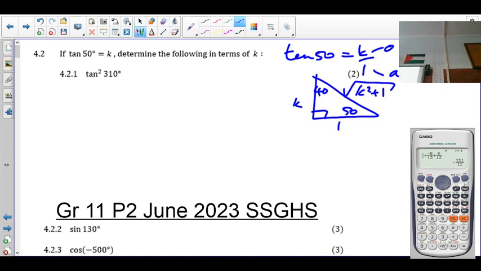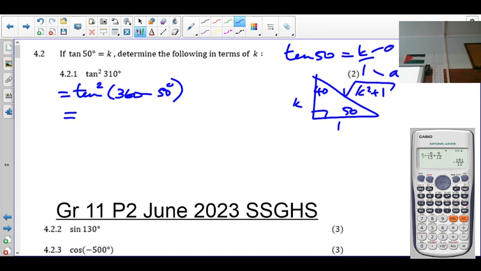So let's look at 4.2.1. Tan of 310 degrees. Which quadrant is 310 degrees? The fourth quadrant. So I then say it's going to be tan squared of 360 minus 50. Is tan positive or negative in the fourth quadrant? Negative. No, it's negative in the fourth quadrant.